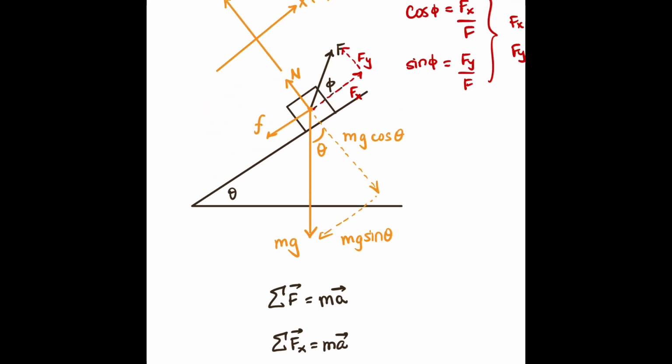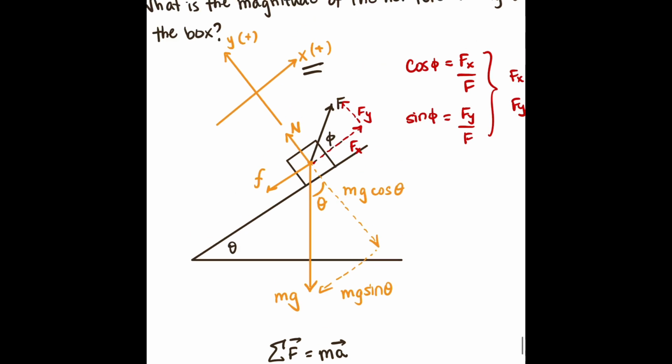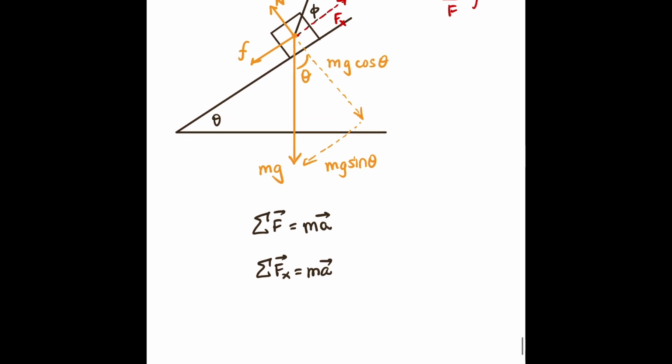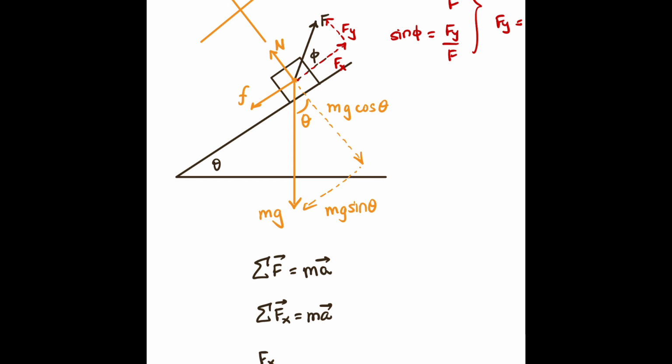Looking at our diagram and remembering that for our direction notation, up the ramp is positive, we can write the Fx magnitude minus the frictional force minus mg sine theta, because if you were to draw this force up the ramp, it'd be here. Equals ma.